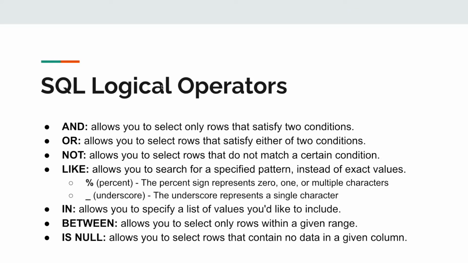LIKE is a logical operator that allows you to search for a specific pattern instead of the exact values. And there are often two wildcard signs you're going to use with LIKE. The first one is the percent sign, and the percent sign represents multiple characters. The second one is the underscore sign, and the underscore represents a single character. Let's go through some examples.